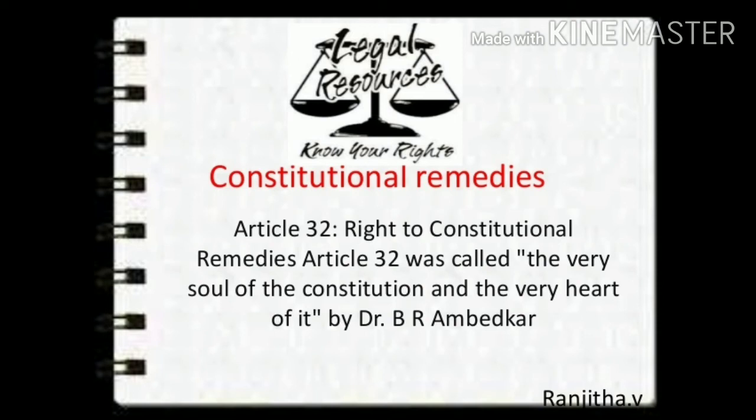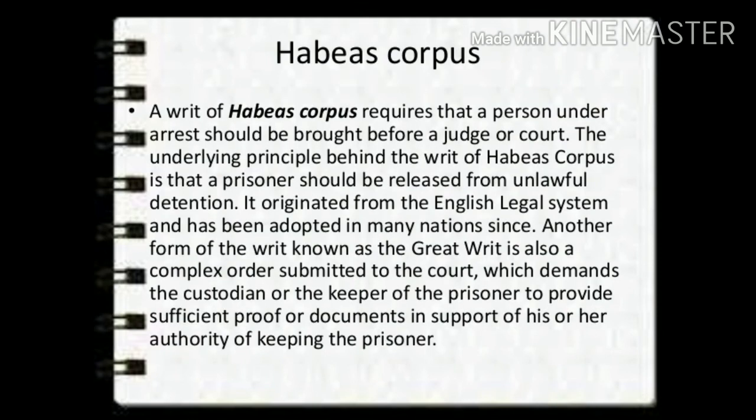That is why the Supreme Court is called the guardian of the Constitution. According to Dr. B.R. Ambedkar, Article 32 is the heart and soul of the Constitution. Which article is known as the heart and soul of the Constitution according to Dr. B.R. Ambedkar? Article 32. Now, let us see the writs one by one.